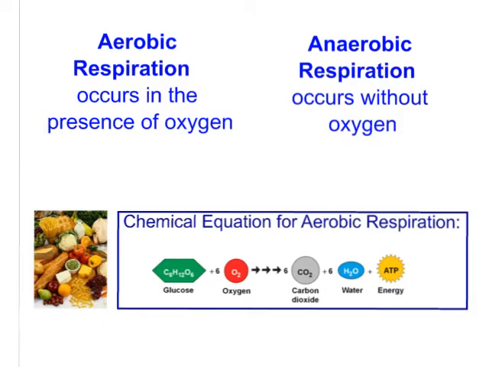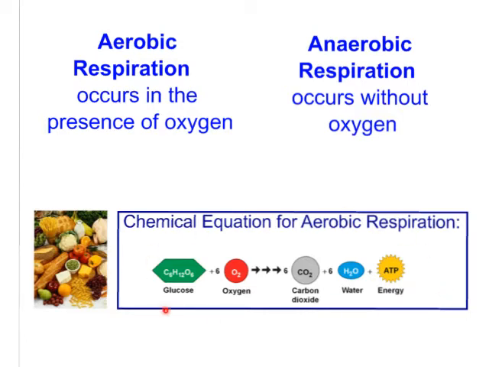There are two different kinds of cellular respiration. We have aerobic respiration and anaerobic respiration. Aerobic respiration occurs in the presence of oxygen. Anaerobic respiration occurs without oxygen. And we are going to talk about aerobic respiration in this section. In the very next section, we'll discuss anaerobic respiration. But for right now, we're going to talk about cellular respiration in the presence of oxygen.